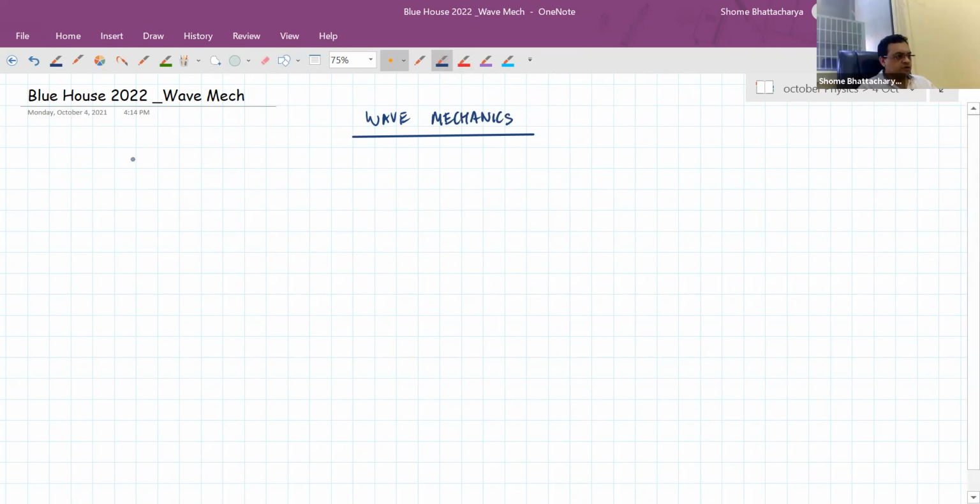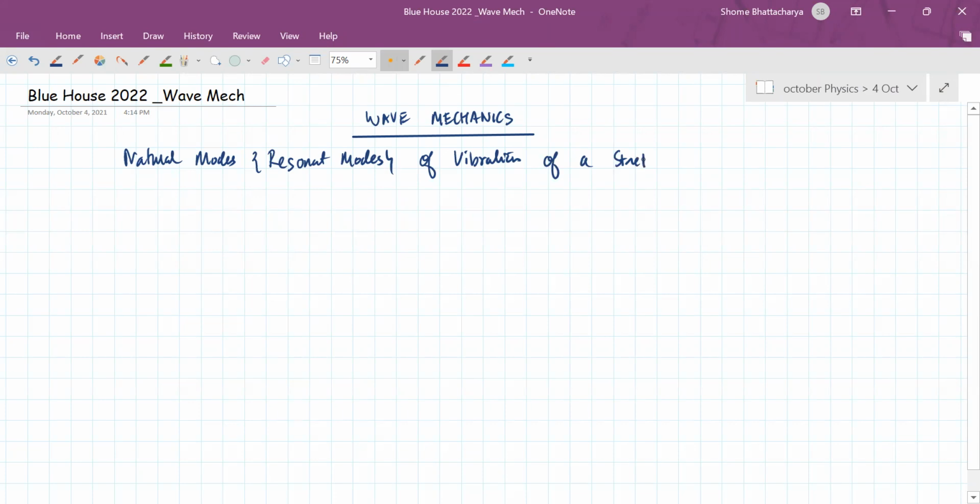Okay, so we are talking about the natural modes, which are also called the resonant modes. I'll explain in some time today why they are called resonant modes and what the term resonance means over here. Of vibration of a stretched string.